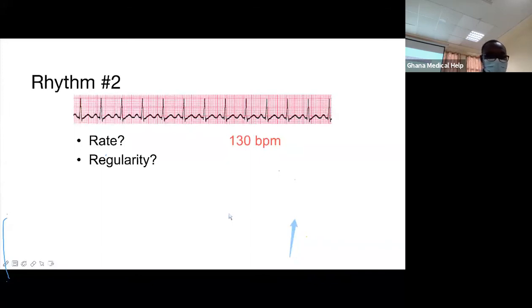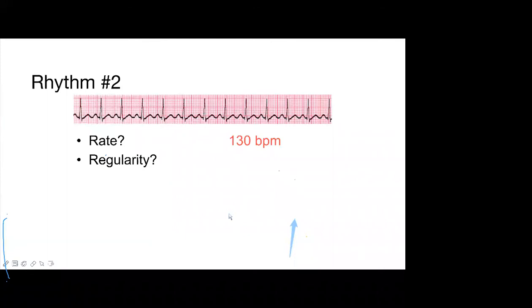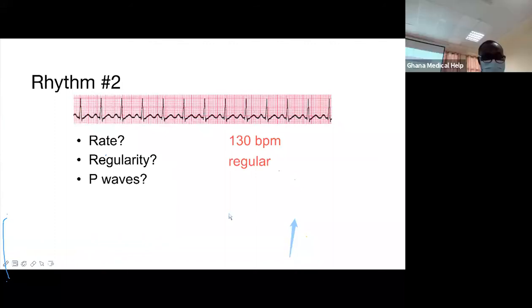Good. Regularity, anyone? Is it regular or irregular? If anyone could unmute. Yes, please go ahead. It's regular. It's regular, fantastic. All right, the P waves, are there P waves at all?